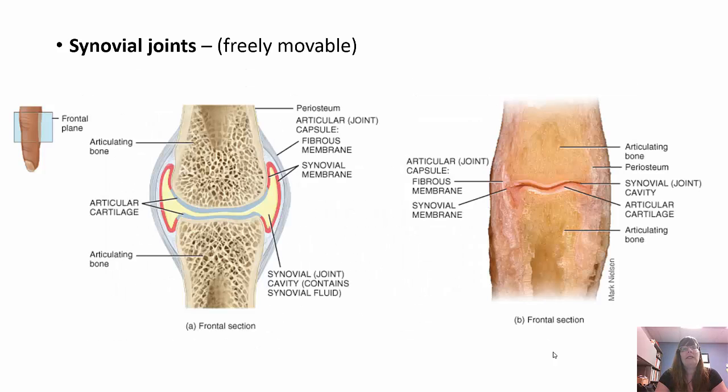So here's a synovial joint, so you can see those articulating bones there. The articular cartilage covering the ends, and then the synovial fluid filling the cavity. The articular capsule surrounding it. So the whole thing there is that synovial joint.